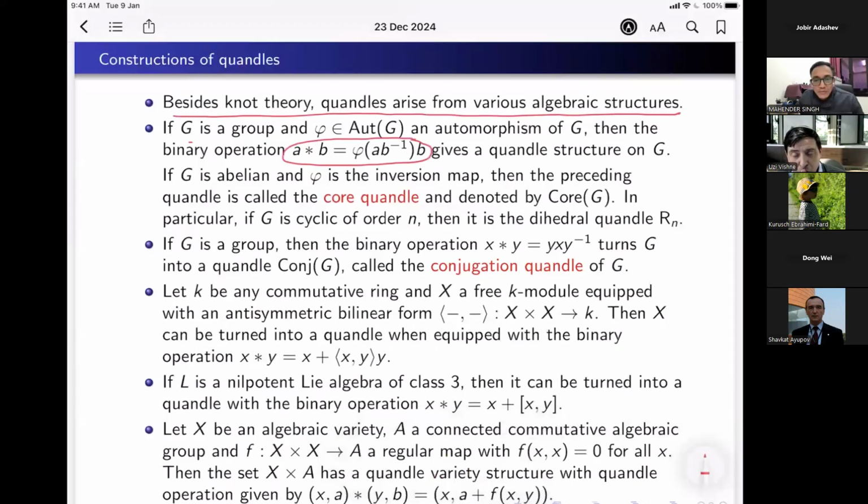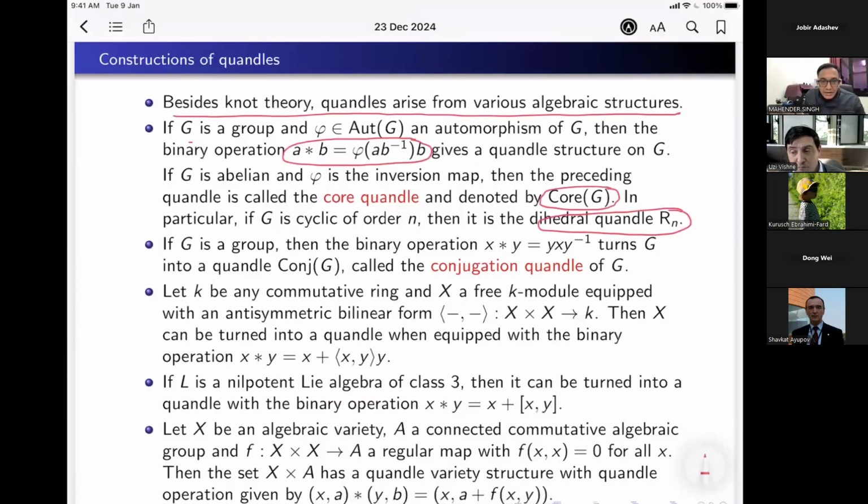And in case the group G is abelian and phi is the inversion map, it has a special name called the core quandle. I'm mentioning it because I'm going to come back to it later on. And in fact, further, if G is a cyclic group of order n, this gives you a familiar class of quandles called dihedral quandles, which are often used for coloring knot diagrams, and they are actually relatively easy to handle.